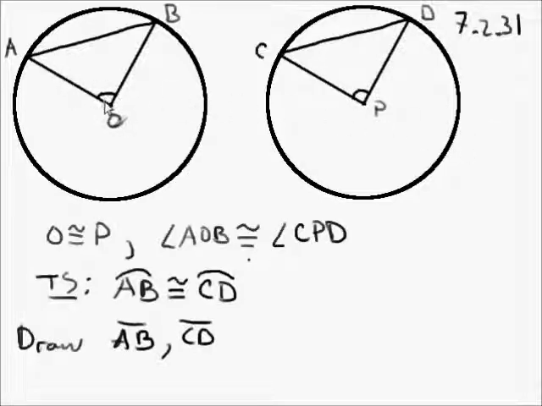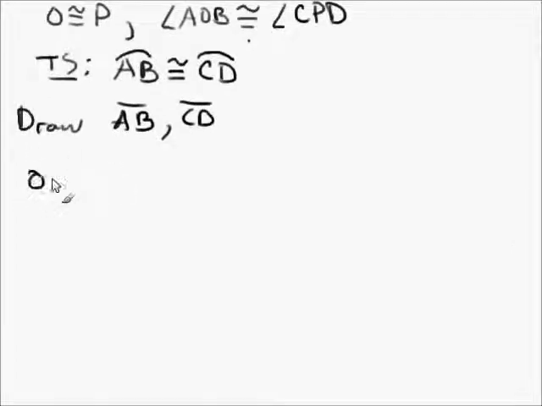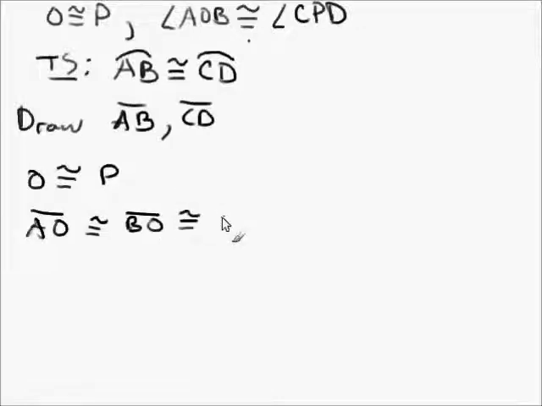Next, we know that AO is congruent to CP because the radii are congruent, to BO is congruent to DP. These guys are all congruent because the circles are congruent. Remember, congruent means same length. These circles are congruent, that means their radius is the same length. All radii are the same length, so all four of these lines are the same.